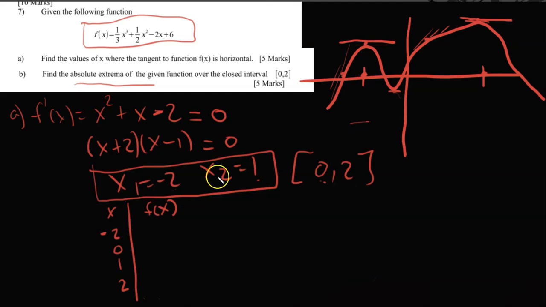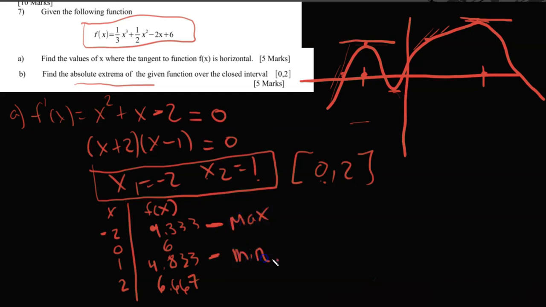So when you plug in all these values, you'll find that for -2, you'll get 9.333. For 0, you'll get 6. For 1, you'll get 4.833. And for the last one, you'll get 6.667. So you look where your highest value is, and your lowest value, this is your max, and this is your min. And that is the answer to part B.